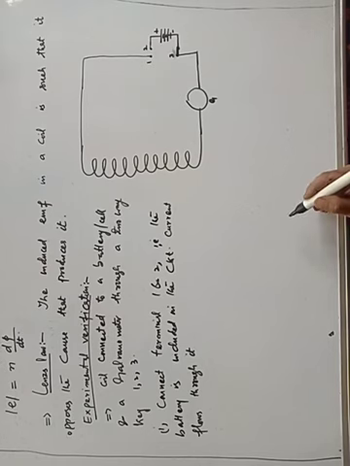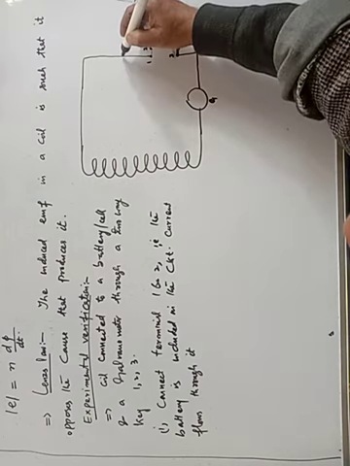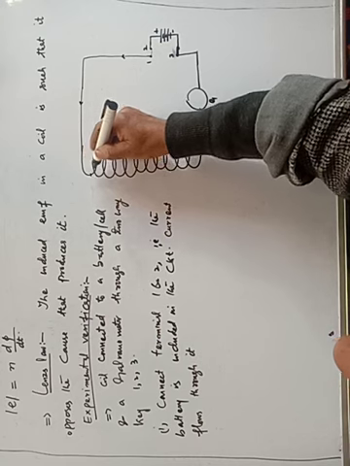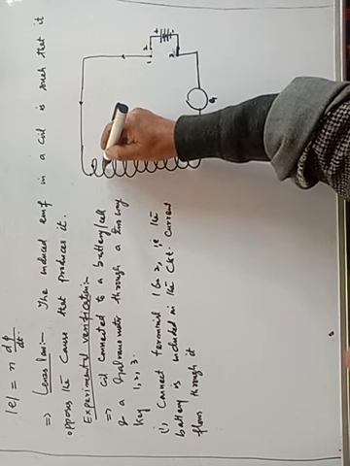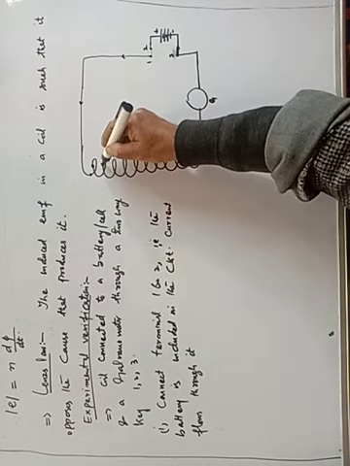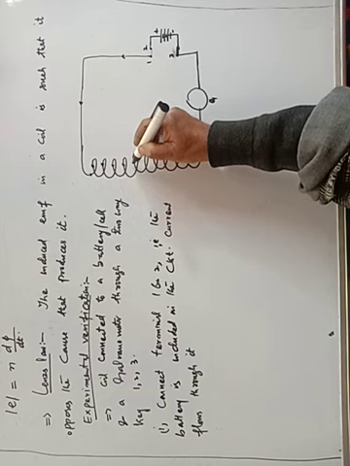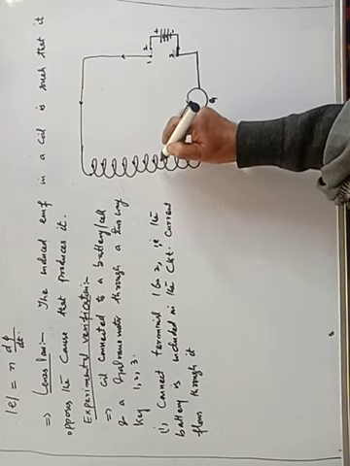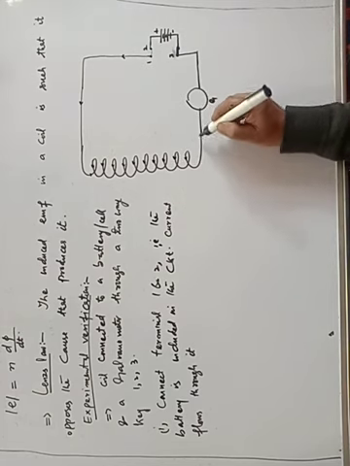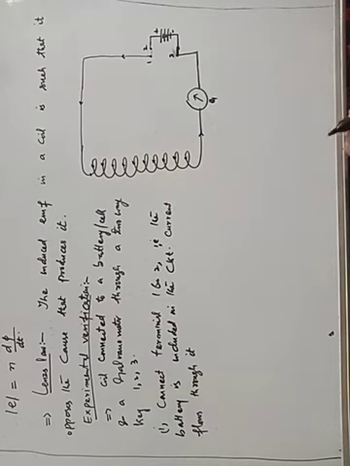So what will be the direction of the current? That you know, if we connect 1 and 2, so this will be the direction of the current in the coil. So in coil, it will be in anti-clockwise direction. In the upper face, anti-clockwise direction. So let the galvanometer show the deflection towards the right.